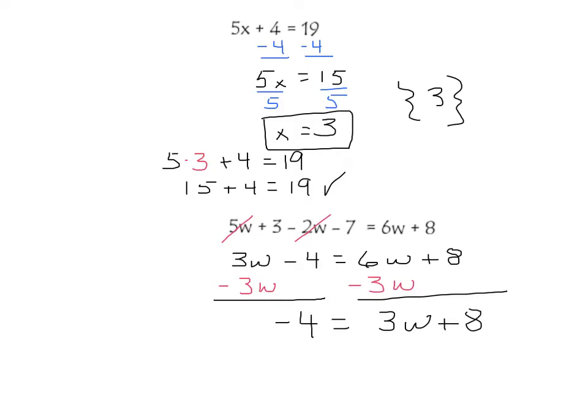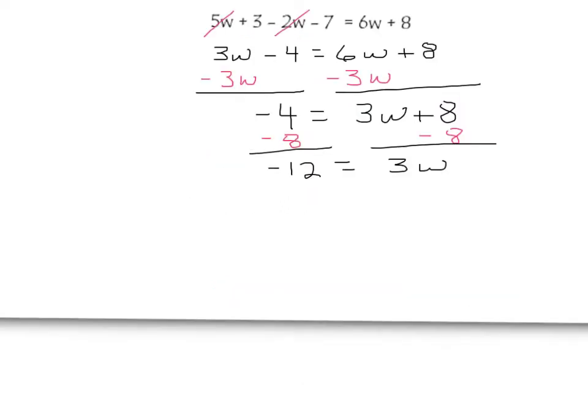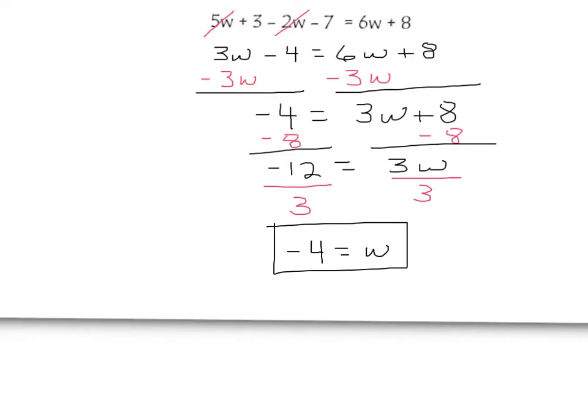Now I need to get my w term by itself. That's 3w by itself, so I do that by subtracting 8 from both sides. And on my left, I get negative 12, and on my right, I get 3w. And now I need to get w by itself, so I just divide both sides by 3. And on my left I get negative 4, and on my right I get w. So the answer should be negative 4.